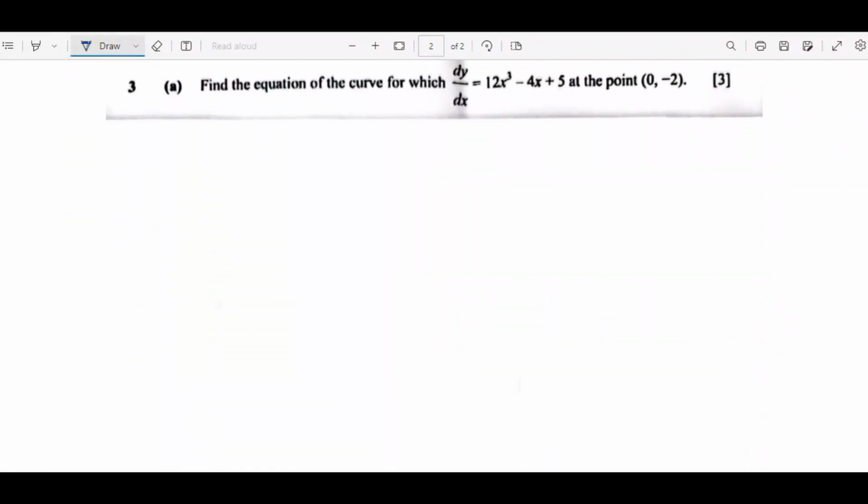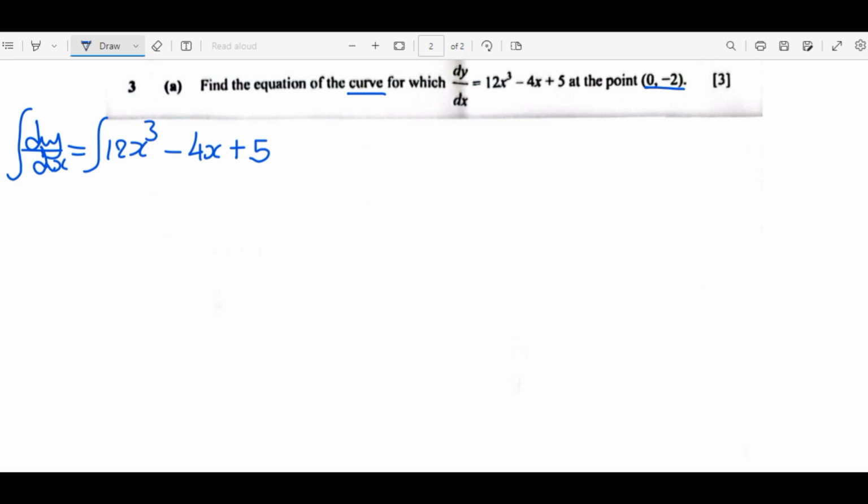Under question 3, we are dealing with a calculus question, and we are trying to find the equation of the curve for which dy over dx is equal to 12x cubed minus 4x plus 5, at a point. We are given this point. So we are given a differentiated equation, and we want the original equation before it was differentiated. So what are we supposed to do? We are going to integrate. This is your first step.